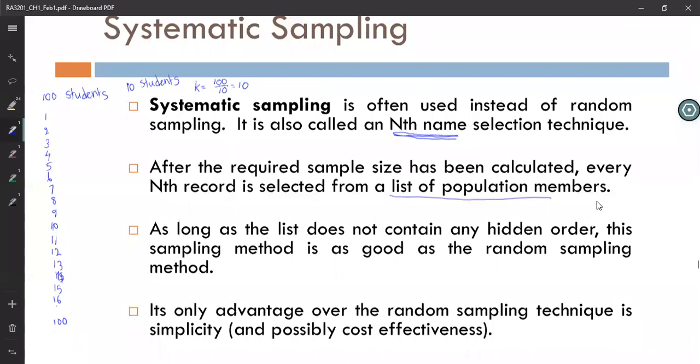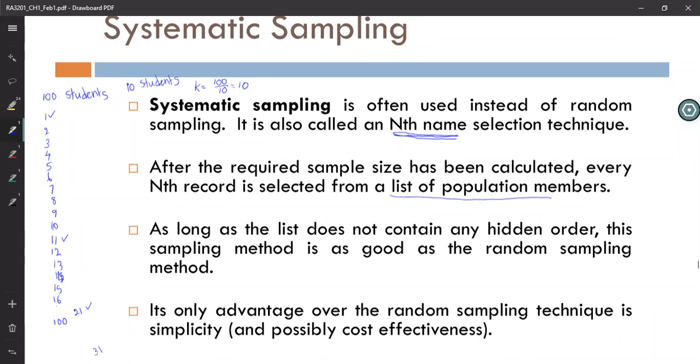So what does that mean? You pick the first one, then you leave a gap of 10, and then you pick the next one. That will be the 11th one. And you give another gap of 10 and pick the next one, that will be the 21st person. Then you pick another gap of 10, then next will be the 31st.